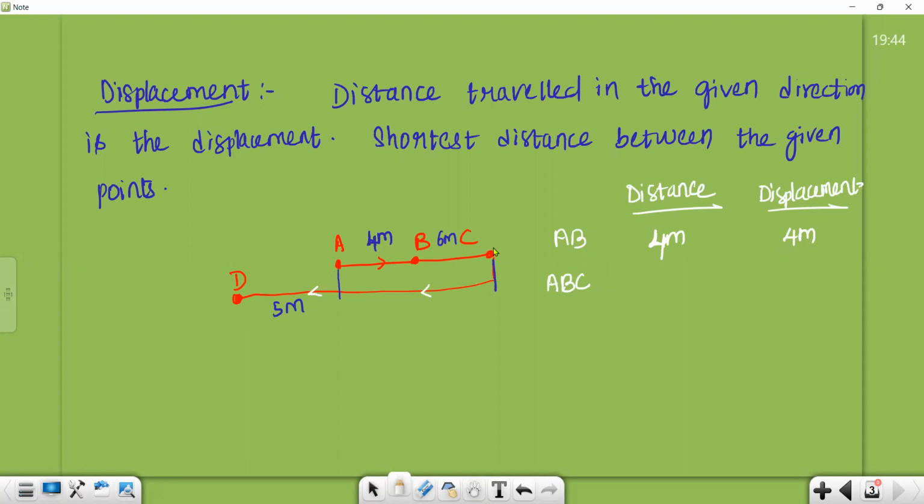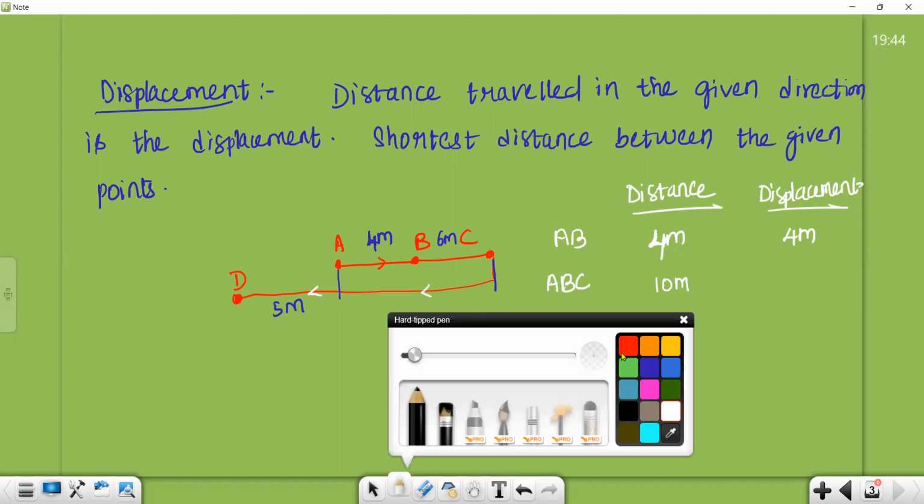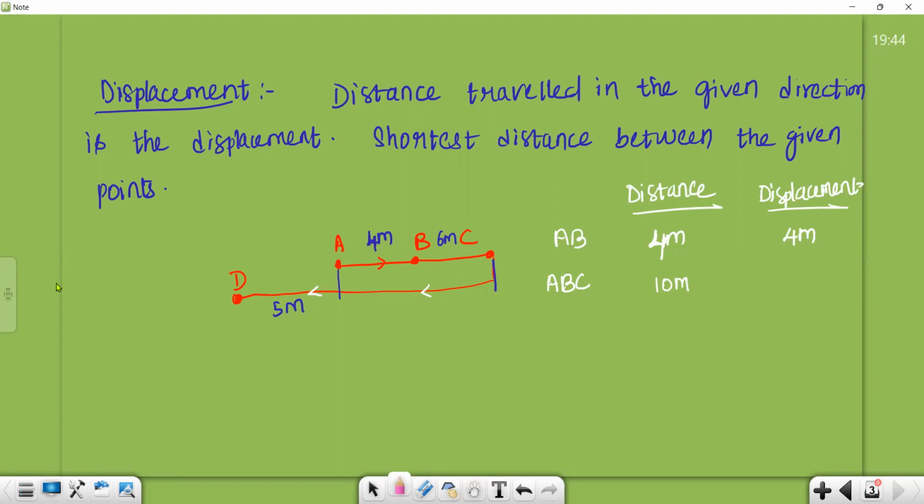Suppose I have taken A, B, C. Now tell me the total distance traveled here. 10 meters. Why am I writing meter here? For both the distance and displacement, the unit is meter.